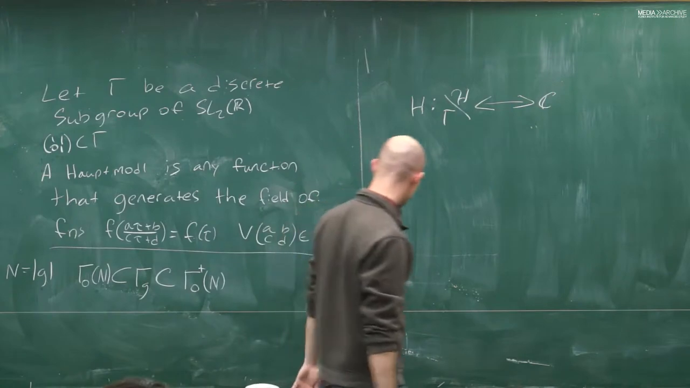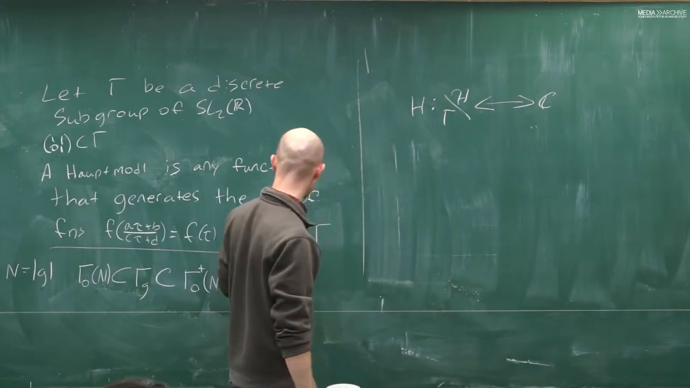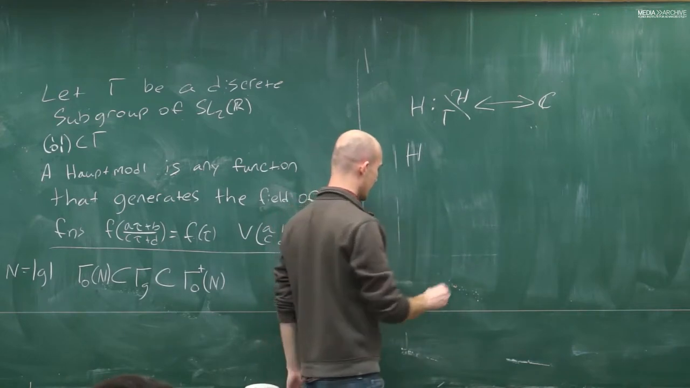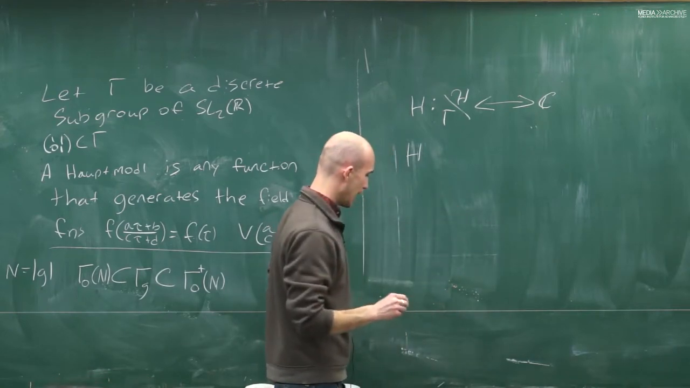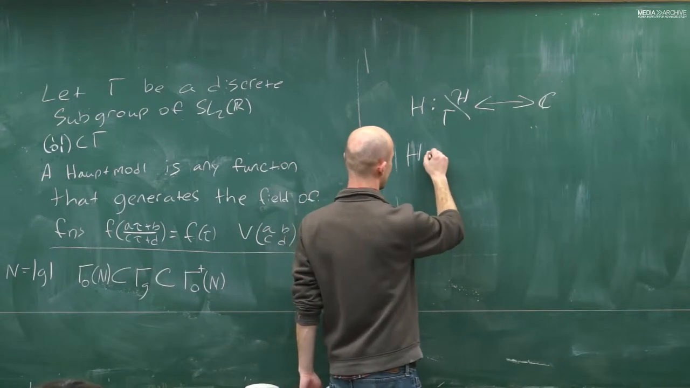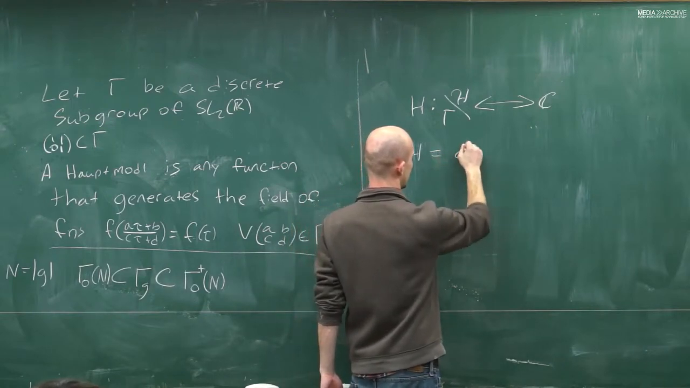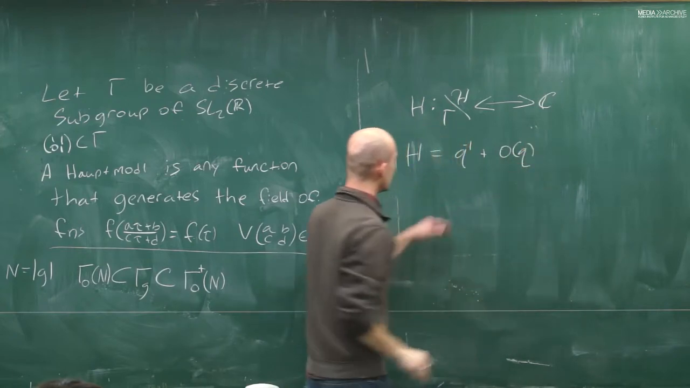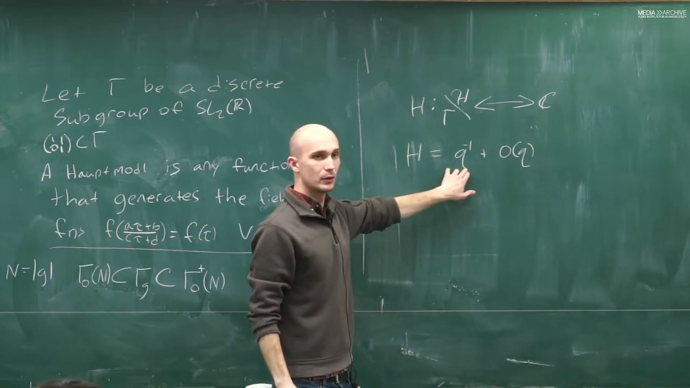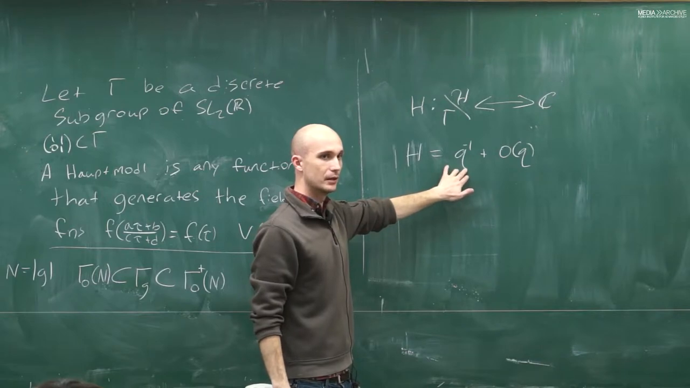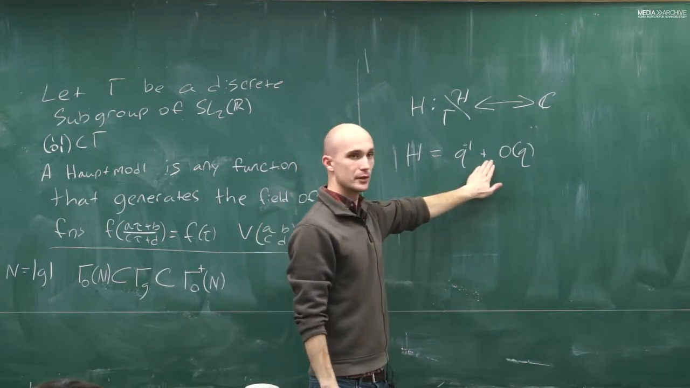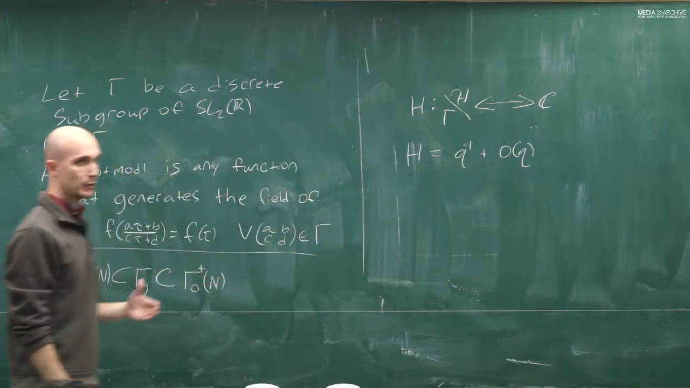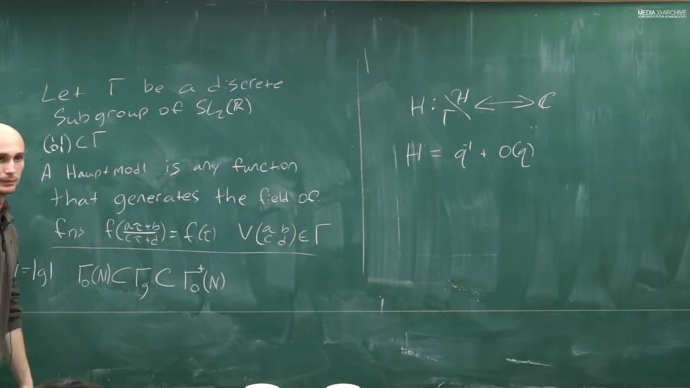Then we want to make this a little bit unique. We're going to ask for a particular Q expansion for this. I want it to look like Q to the minus 1 plus big O of Q. So this means that the pole is now located at the cusp infinity, and then no constant term. With this definition, I've made the Haupt module unique.